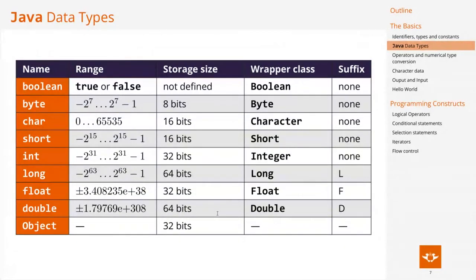And then the last thing there is something called object, or an object reference. With that, there is no range, because an object reference is a pointer. A pointer is a memory location. So there is no value we can assign. We can only assign it to references that we have, or null as no reference. Here it is 32 bits, and it doesn't have a wrapper class because it's a pointer. Depending on what it points to will be the thing it works with. And again, it doesn't have a suffix.